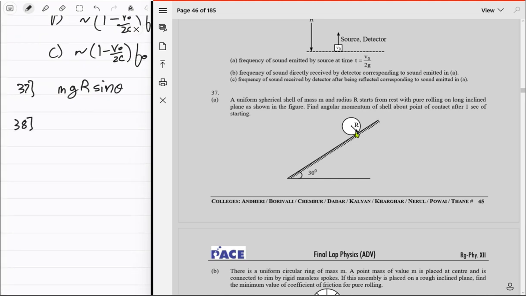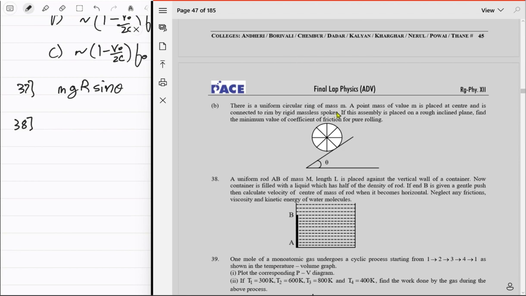38. 38 is there's a uniform circular ring of mass m. A point mass of value m is placed at the center and is connected to the rim by rigid massless spokes. It's correct. Okay, got it. If the assembly is placed on a rough inclined plane, find the minimum value of coefficient of friction for pure rolling.